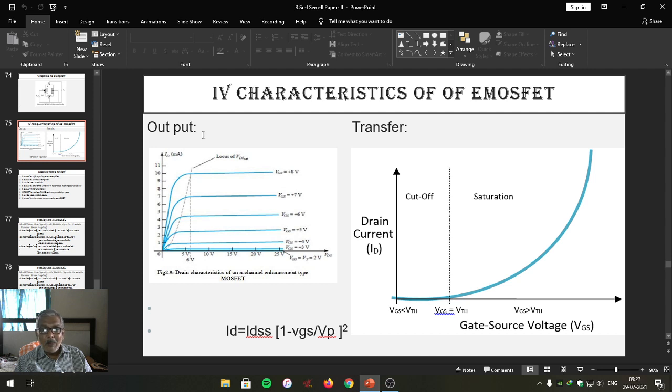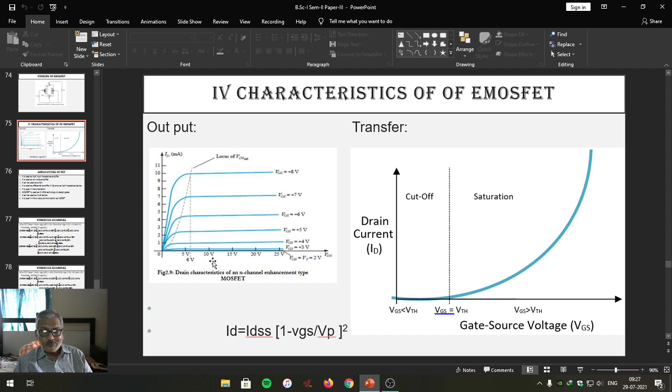When VGS is kept constant, at the beginning suppose VGS is 0. When VGS is 0, that means no charge carriers are enhanced, no artificial channel is enhanced within the P region. So that's why charge carriers which are emitted from the source will not reach the drain, hence the drain current is minimum or 0.